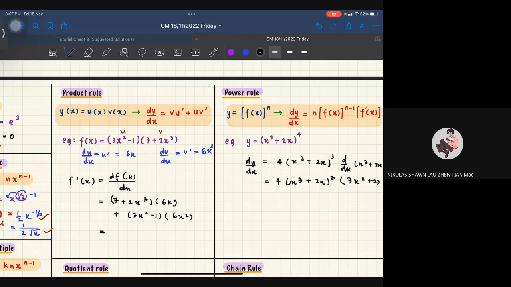Semua orang okay ke setakat ni? Okay, Miss. Okay. Right, so power rule, nama pun power. So mesti boleh guna masa ada power sahajalah. Okay, so let's take a look at the last rule.